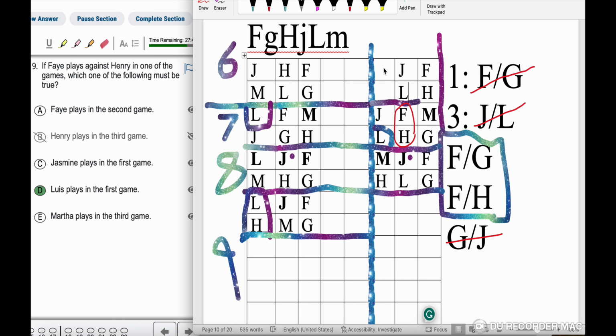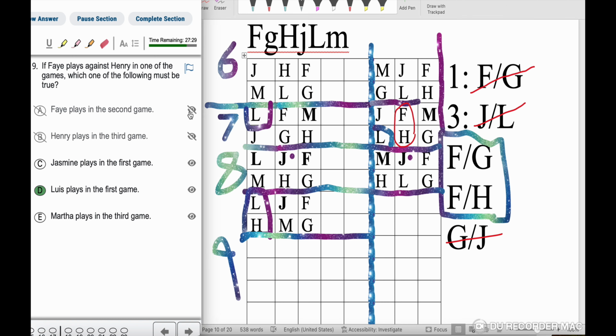And then I'm going to do Martha and the remaining game piece. And this one. So right now we have two worlds where both of these have F playing against H. So starting again, F plays in the second game, that doesn't have to be allowed. J plays in the first game, that doesn't have to be true. L plays in the first game, that doesn't have to be true. M plays in the third game.